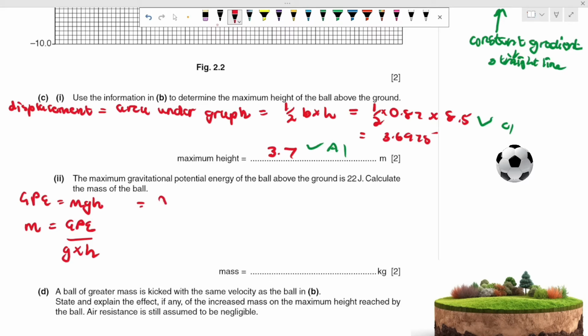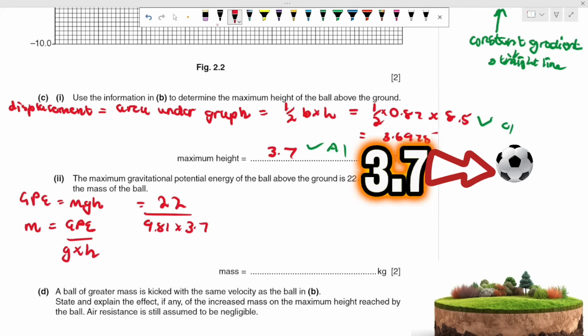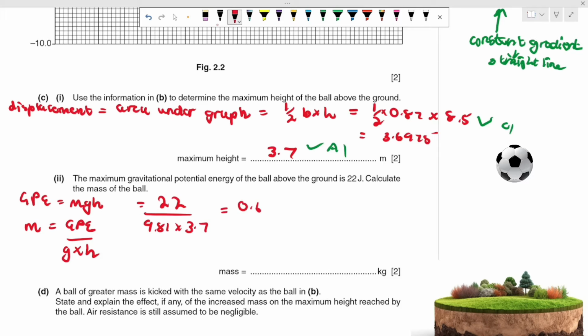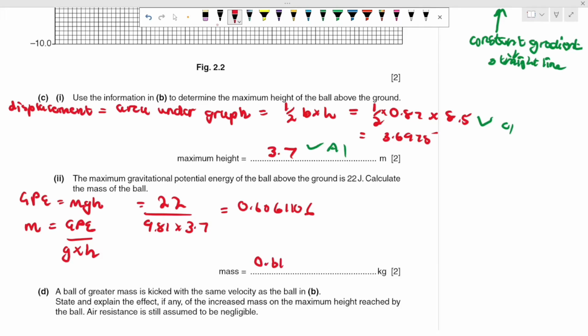Your GPE is 22. Your g is 9.81. Your h is 3.7. Punch this on a calculator, 0.6061106. So essentially, our mass will be 0.61 kg. My marks, I give them an answer, they give me a mark. I give them a working, they give me another mark.